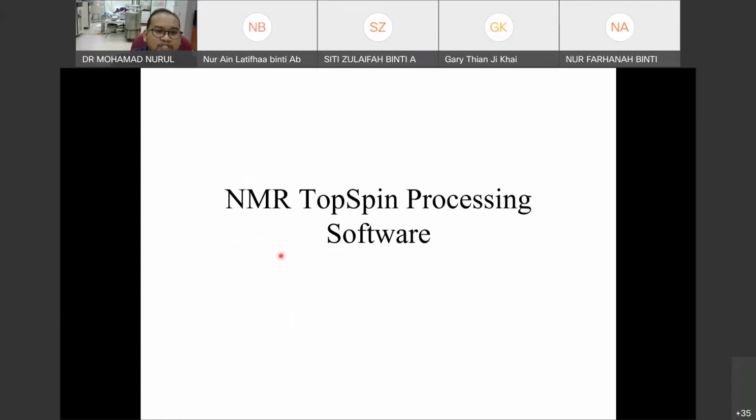NMR TopSpin software. For my students Ain and Arif, I already asked them to install the NMR TopSpin. Anybody who is using NMR, I strongly advise you to please install it as soon as possible. We give a free license for 10 years, so it's better to install now. I'm not sure because it's free now. Previously, during my time, I had to pay around 90 euros for one year.